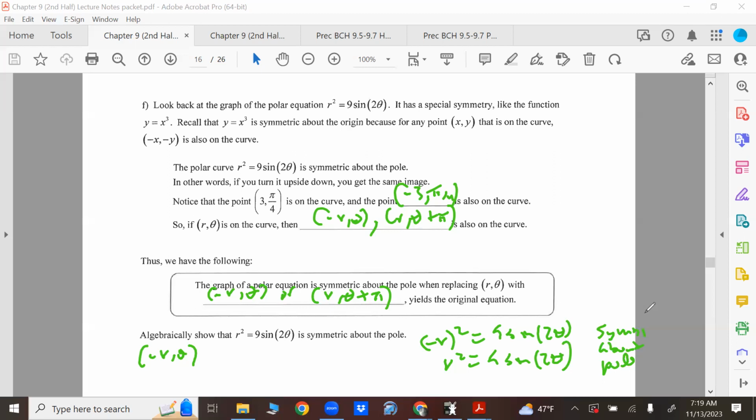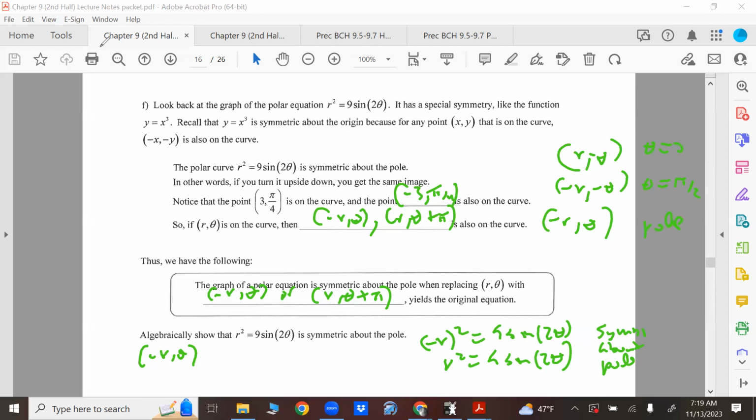So we'll summarize all this when I'm back on campus about all the different symmetries you could see, because it is a little confusing. There's symmetry about theta equals 0, which is going to be (r, negative theta). This is theta equals 0 symmetry. This is theta equals pi over 2 symmetry. And about pole symmetry, it's going to be (negative r, theta). But we'll again summarize all this when I'm back on campus.